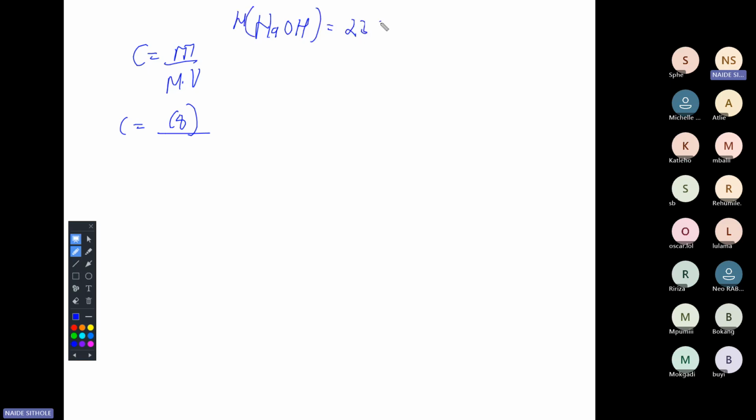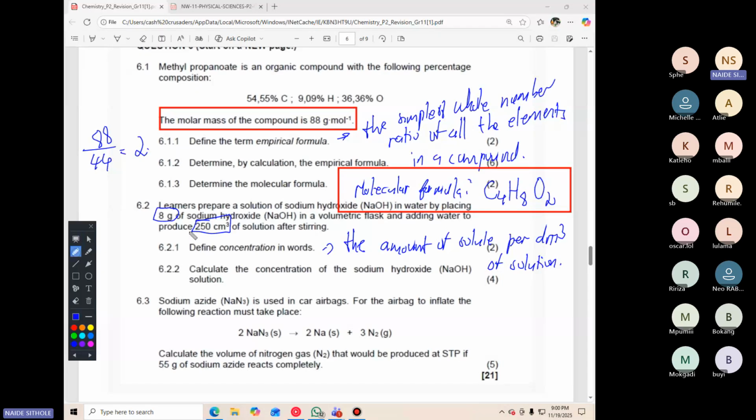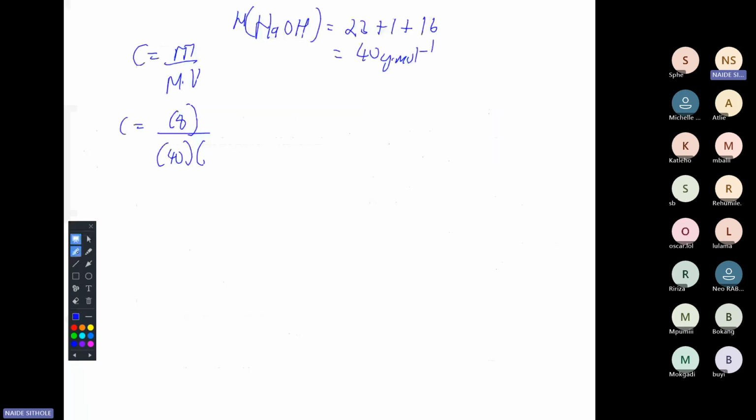We have 23 plus 1 plus 16, right? Which will give us what? 40 grams per mole. Then we're going to put the 40 here. Then there is volume, which is 250 centimeter cube, divide by 1,000, so that it goes to cubic decimeters, and then it's 0.25. Straightforward, you get your concentration, it's what? 0.8 mole per dm cube.